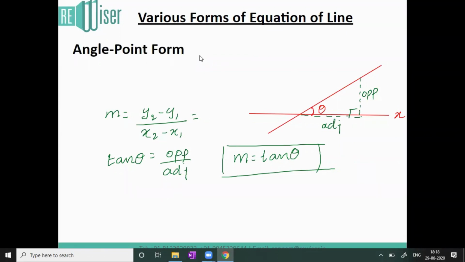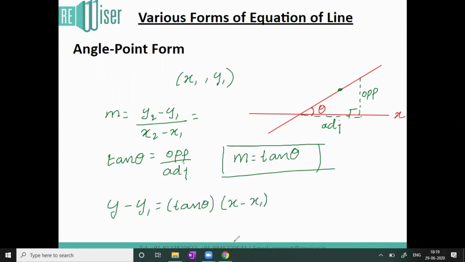Let's say I have a slope now. If I have another point, let's say x1 comma y1, which is passing through the line, I can say the equation of the line, which is the point slope form, looks like y minus y1 is equal to m, which is nothing but tan theta, so y minus y1 is equal to tan theta into x minus x1.